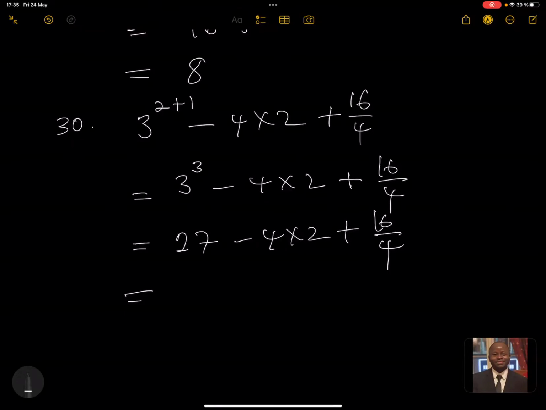Now I have subtraction, multiplication, addition, division. Look at that. According to the rule of PEMDAS, multiplication and division, they are at the same level.